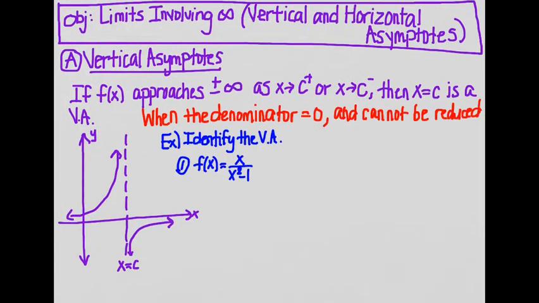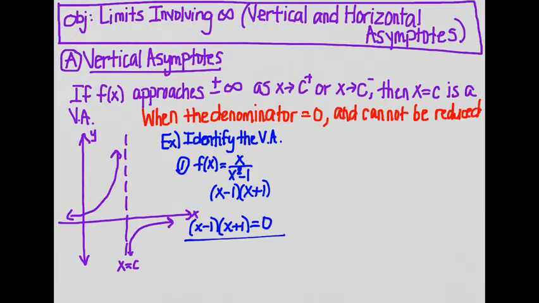reduced. So let's look at an example where you're asked to identify the vertical asymptote. Number 1, f of x equals x over x squared minus 1. So we have a denominator here. The first thing we'd want to do is see if we could reduce this denominator, or this rational expression. So this is difference of perfect squares. I could factor the denominator, x minus 1, x plus 1. Now, since nothing cancels, I would want to set the denominator equal to 0.